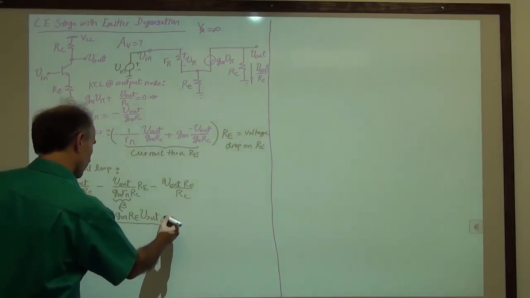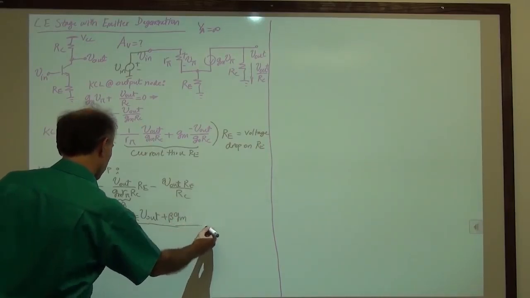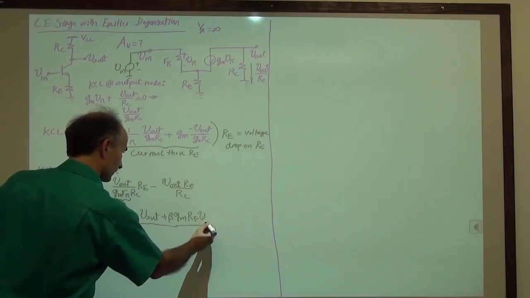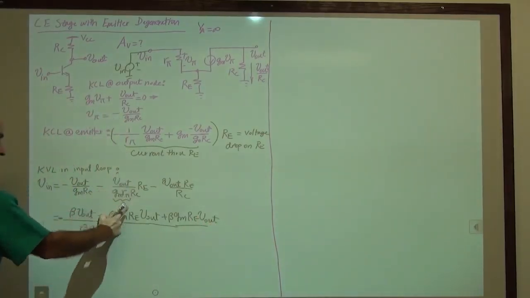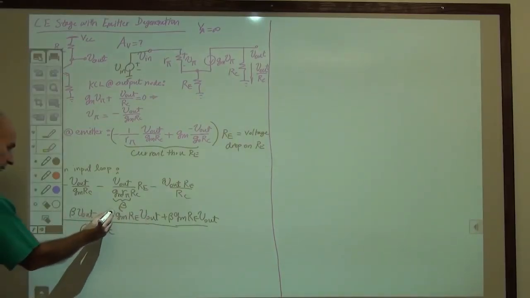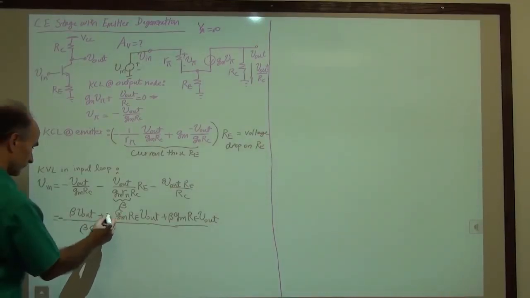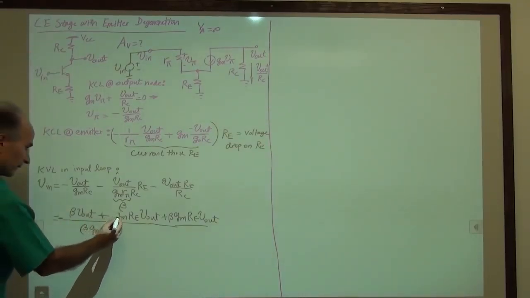So that's also plus beta GM RE V out. Okay, I made a little mistake here. What goes in the numerator here is just GM RE V out, not beta. So let me erase this beta here and go back. Okay. All right, so that's what we have.